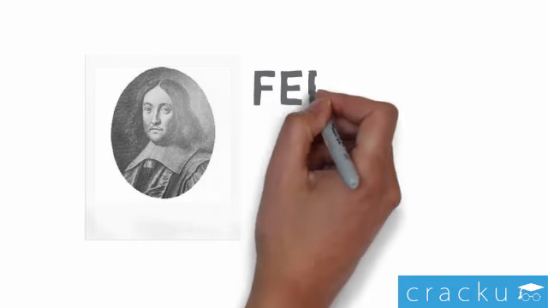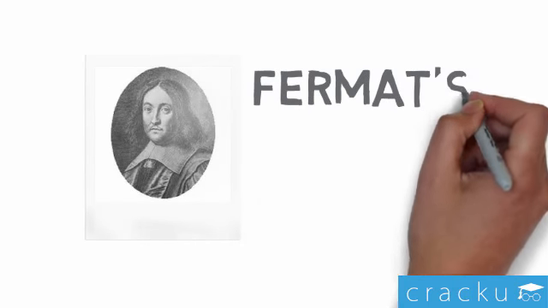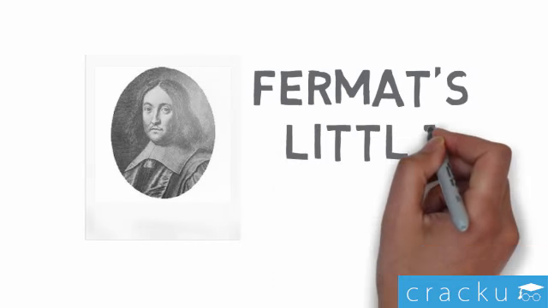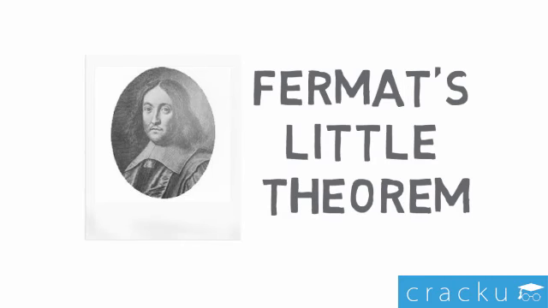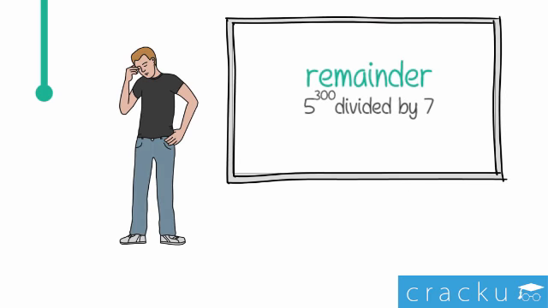Hi friends, today we are going to learn about a remainder theorem called Fermat's little theorem. This little theorem packs a big punch and can make difficult sounding remainder theory questions super easy. So let's get started. Have you ever come across a question where you are asked to find a remainder when a number is raised to a very large exponent and then divided by another number?